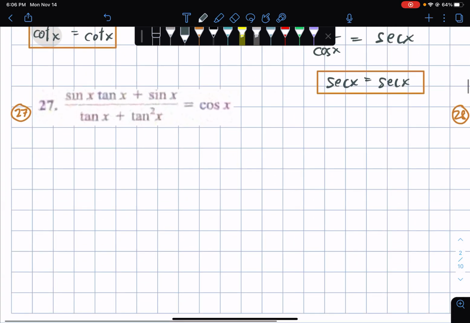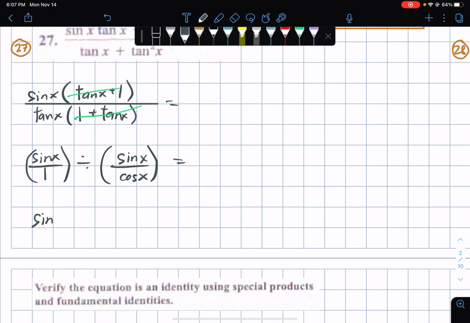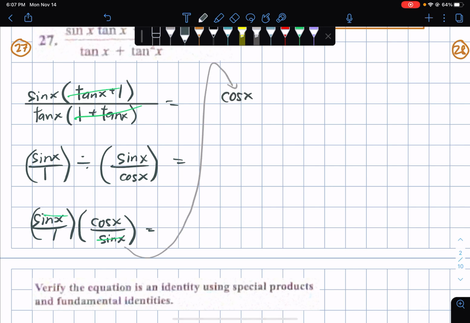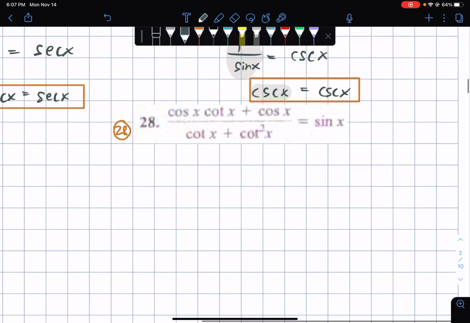Number 27. So sine x, because tangent is in the denominator, sine x over tangent x could be written like this. And so, okay, that's number 27. Number 28, here we go.